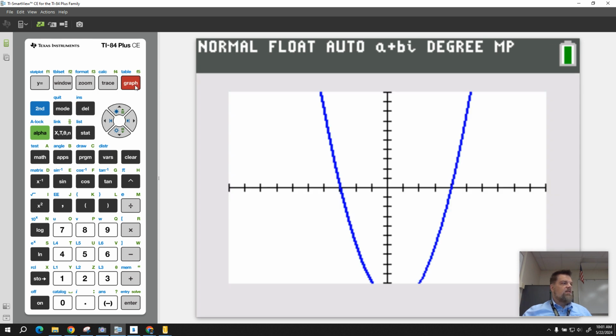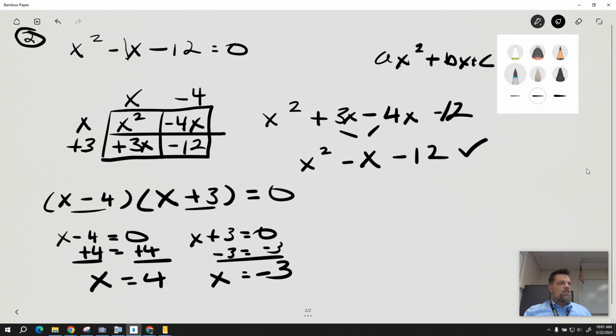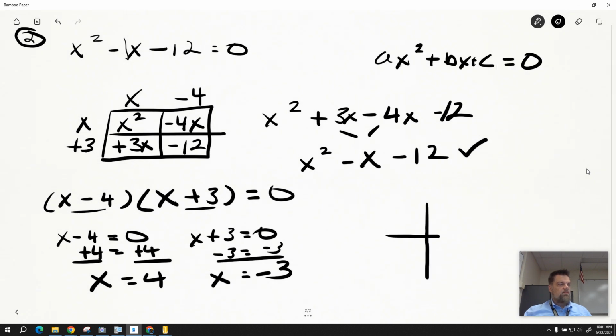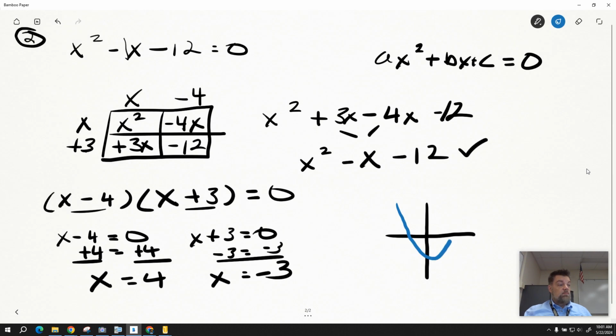So now I'm going to hit trace. There we go. Notice that it crosses at x equals negative 3 and x equals positive 4. Okay. So you could probably sketch that in there, right? So if you graph it, right here is where it crosses. x equals negative 3 and x equals positive 4. Okay? That's it.